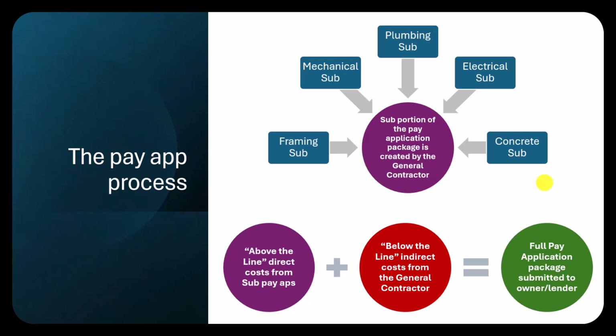and you are going to add your costs onto that. So we've got the above the line costs, which are direct costs from the sub pay applications, and the below the line indirect costs that you're going to add, which will also include your fee. So that's why you care about that. And then you've got a full pay application package that goes to the owner or lender.